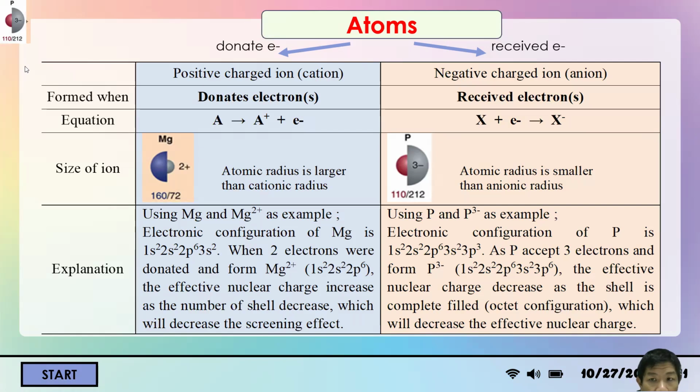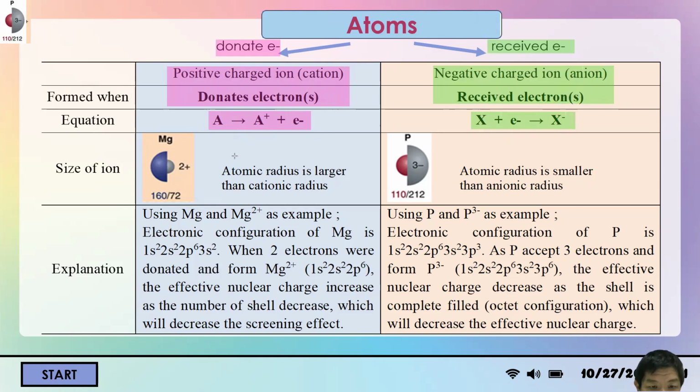Finishing the atomic radius, we are going to talk about ionic radius. But before we talk about ionic radius, let's understand how an ion is formed. An ion is formed when atoms donate or receive electrons. When an atom donates electrons, it becomes a positively charged ion. Generally, from the equation, A gives A plus plus e minus. Whereas a negatively charged ion is caused by receiving electrons, where here you have the half equation, X plus e minus gives X minus.